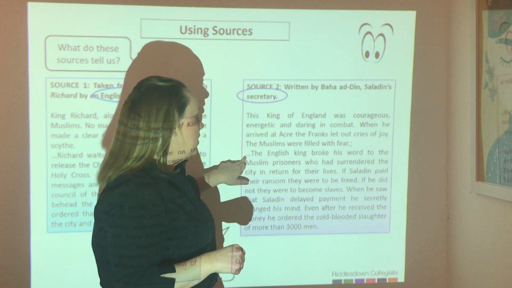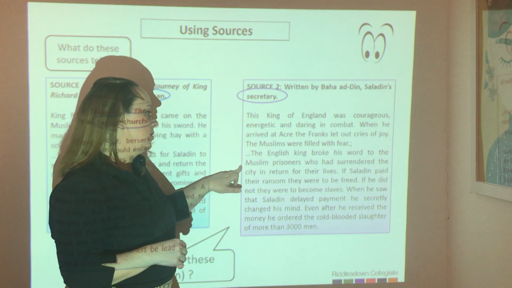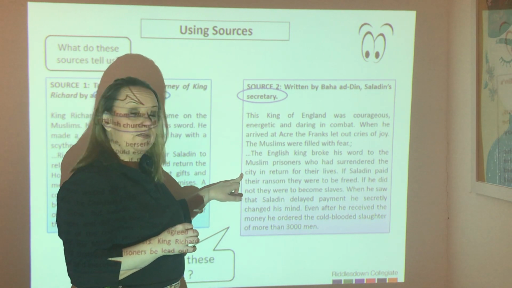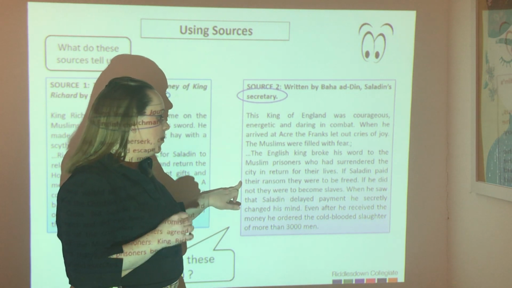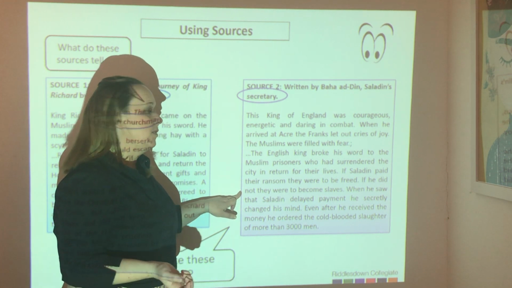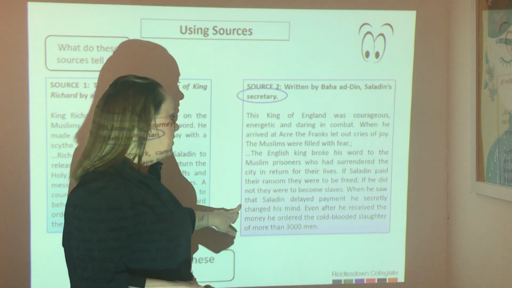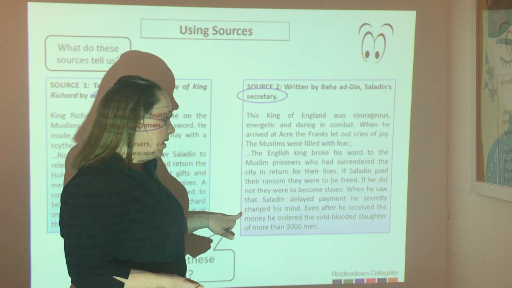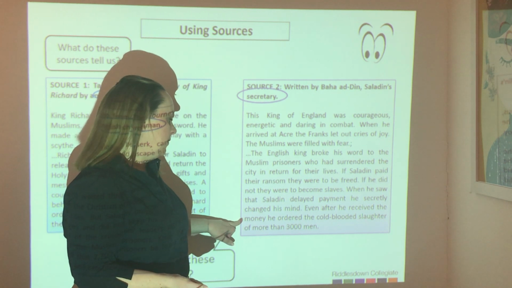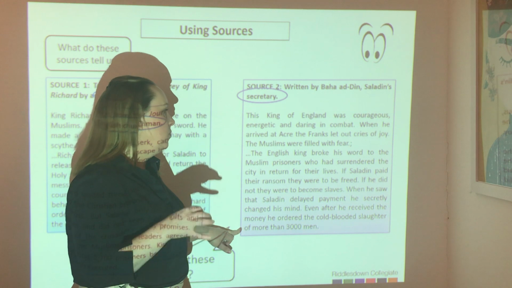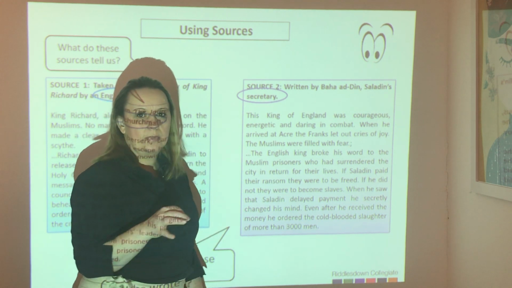And the English king broke his word to the Muslim prisoners who had surrendered the city in return for their lives. If Saladin paid their ransom, they were to be freed. If he did not, they were to become slaves. When he saw that Saladin delayed payment, he secretly changed his mind. Even after he received the money, he ordered the cold-blooded slaughter of more than 3,000 men.